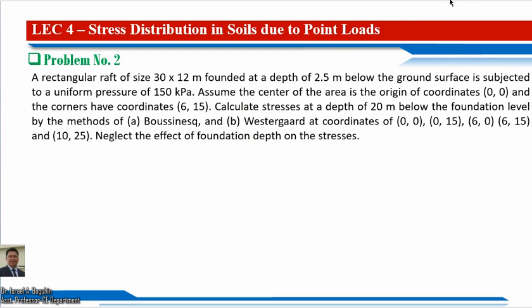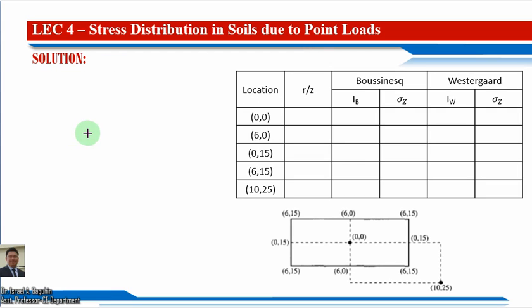So for our solution for this, it is simple. We will make a table so that we can input the values of our ratio of R over Z, and subsequently, after getting this ratio, we are going to determine the I subscript B, which is our influence factor for Boussinesq and its corresponding vertical stress, and the same also for the Westergaard I subscript W and our sigma subscript Z.